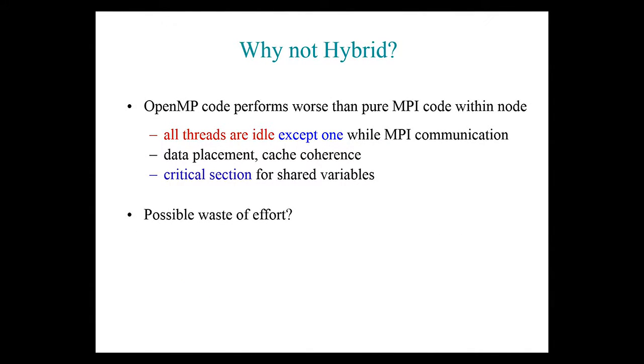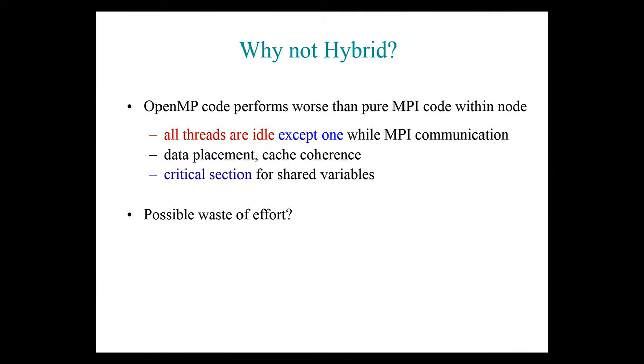So the question will come: do I really need to use both in one code or not? Well, it's always case by case. Sometimes it works better, and you'd like to go for it. But if it doesn't work for you, there's no need to spend time on it. So it may not work well if, say, the OpenMP code performance is worse than the pure MPI code on one node.